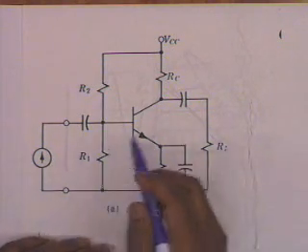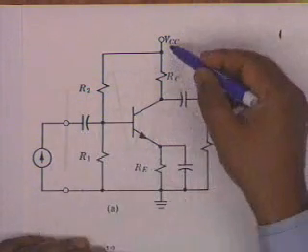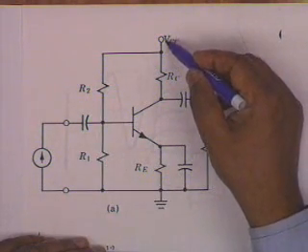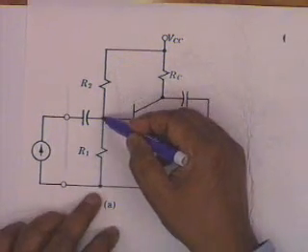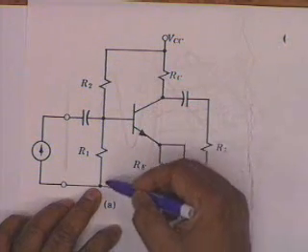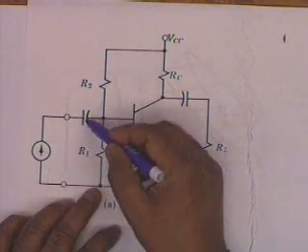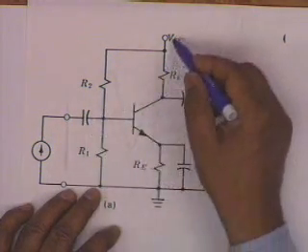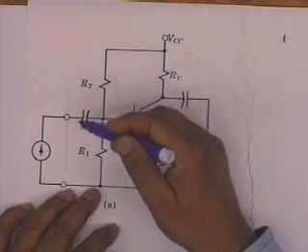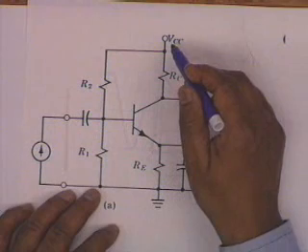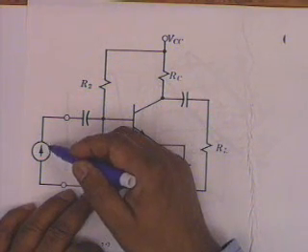Okay, the first thing is this capacitor. If it is not there, then VCC, this source shall see R2, R1 in parallel with the transistor and also the source if this capacitor was not there, and therefore unnecessarily some amount of power shall be wasted. We don't want the DC power to go into the AC source.